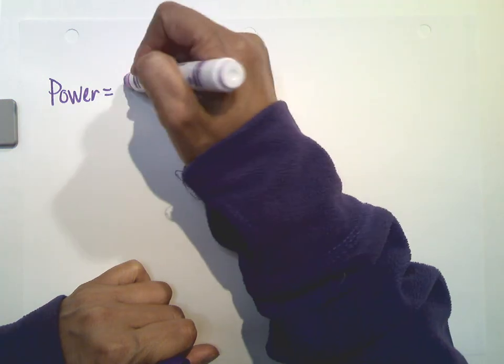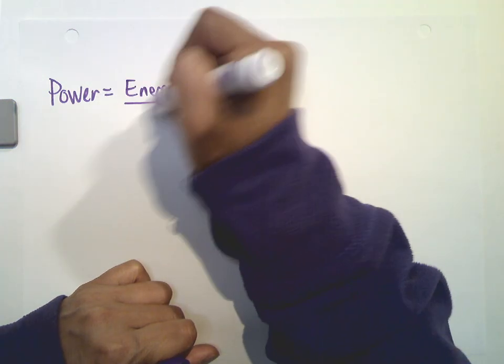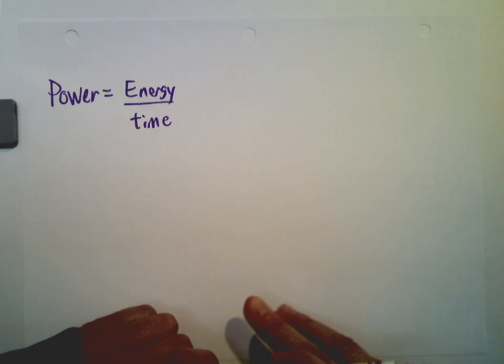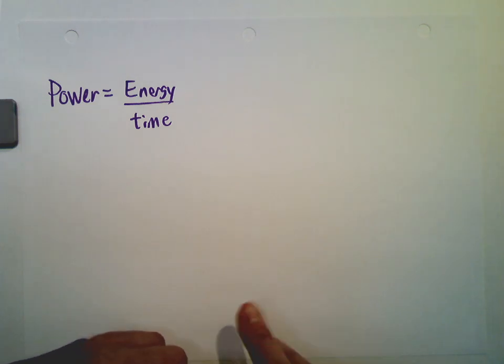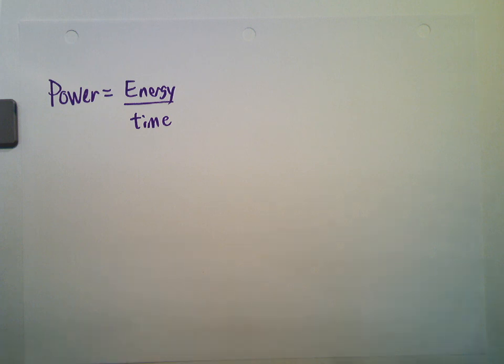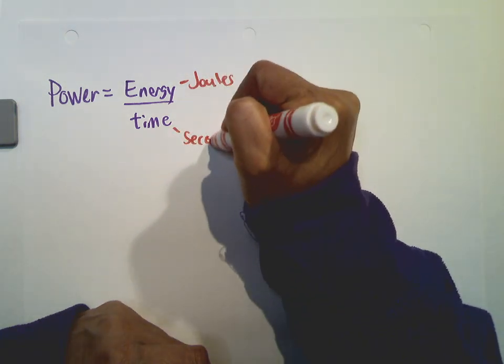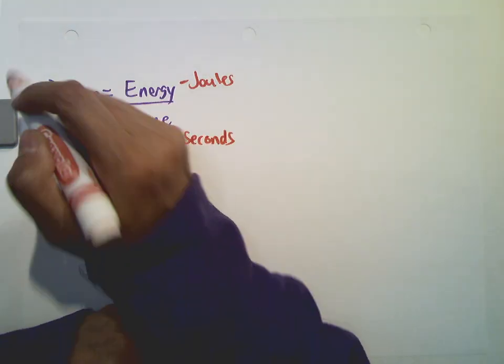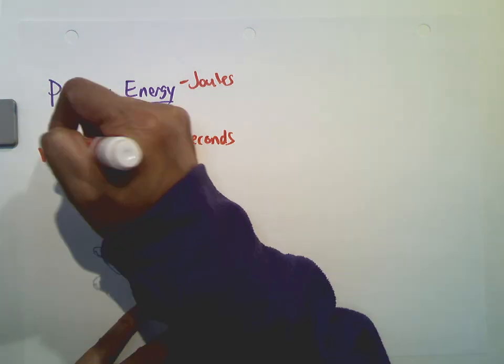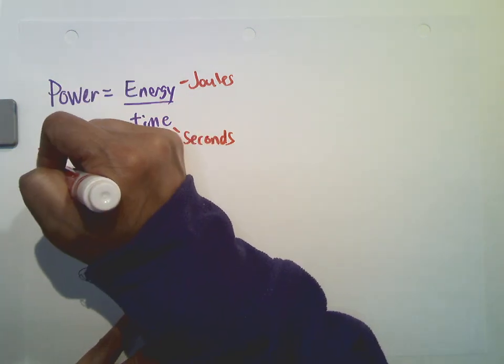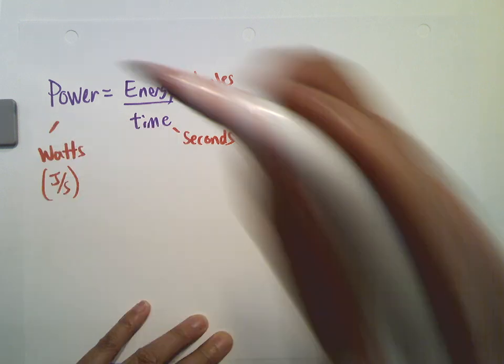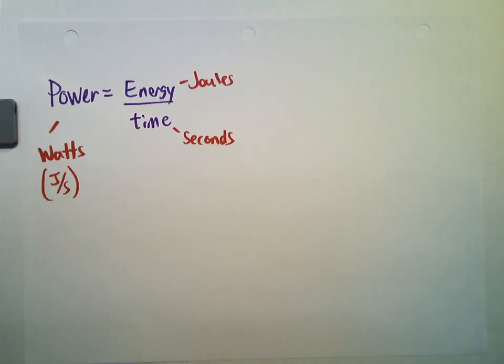Hi, in this lesson we are going to talk about power. Power is basically how much energy you use in a certain amount of time. So power is equal to energy over time. Let's look at the units for power, energy, and time. Remember, energy is measured in joules and time is measured in seconds. And so power is a new unit called watts, which is essentially joules over seconds. Pretty easy concept, I hope.